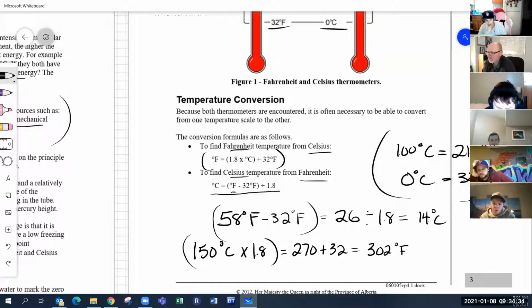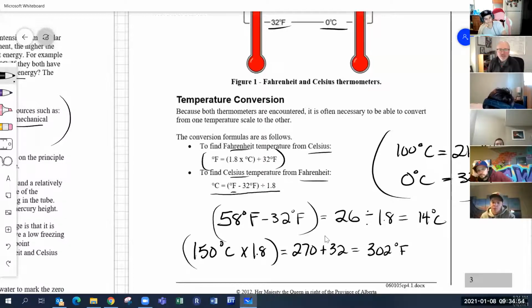How come they always use the 32 there in those formulas? Listen, I didn't make the formula, but I don't know. It's just the way it is. Could it be the same though if you just use 0 degrees Celsius, or does it have to be the 32? No, it has to be the 32.